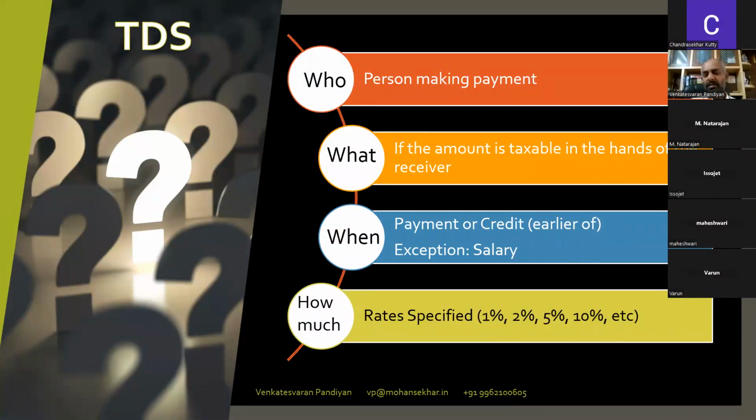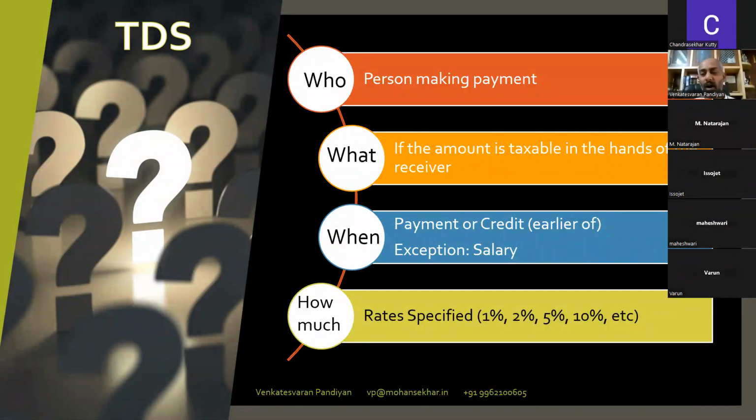The exception is, as I said, most of the cases are payment or credit, but there can be an exception that is specifically mentioned in the provision. A very good example of an exception is salaries. Salaries, it's only on payment. Only when you make a payment are you liable to deduct TDS. You don't have to deduct TDS unless it is paid. In all other cases, payment or credit, whichever is earlier.